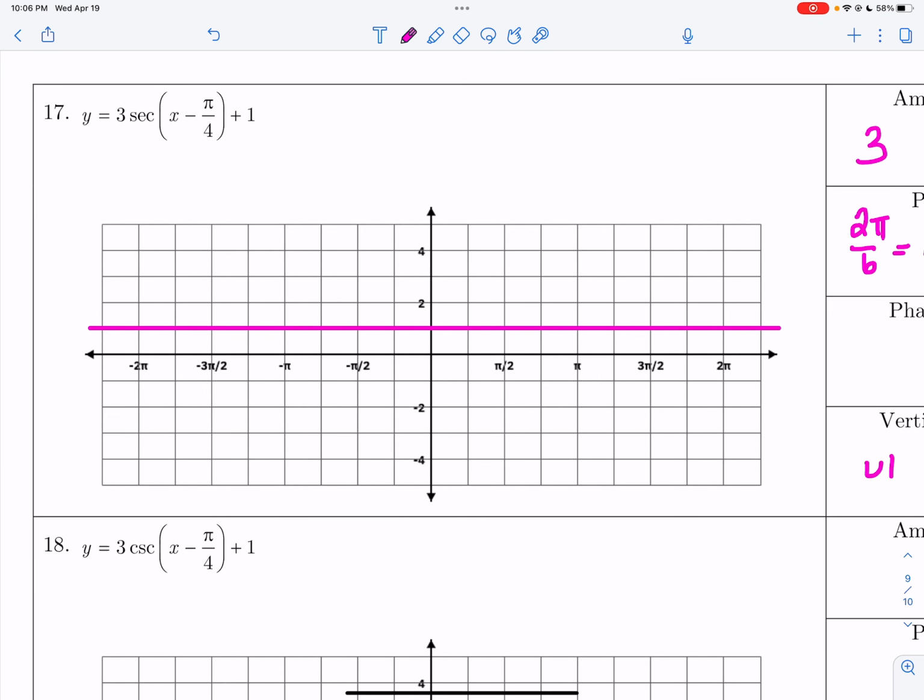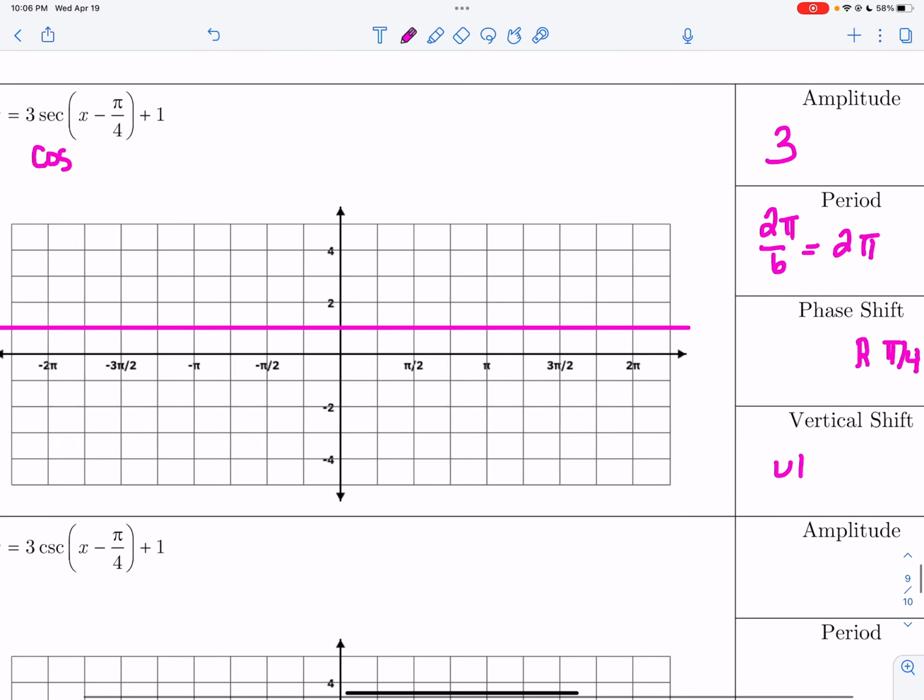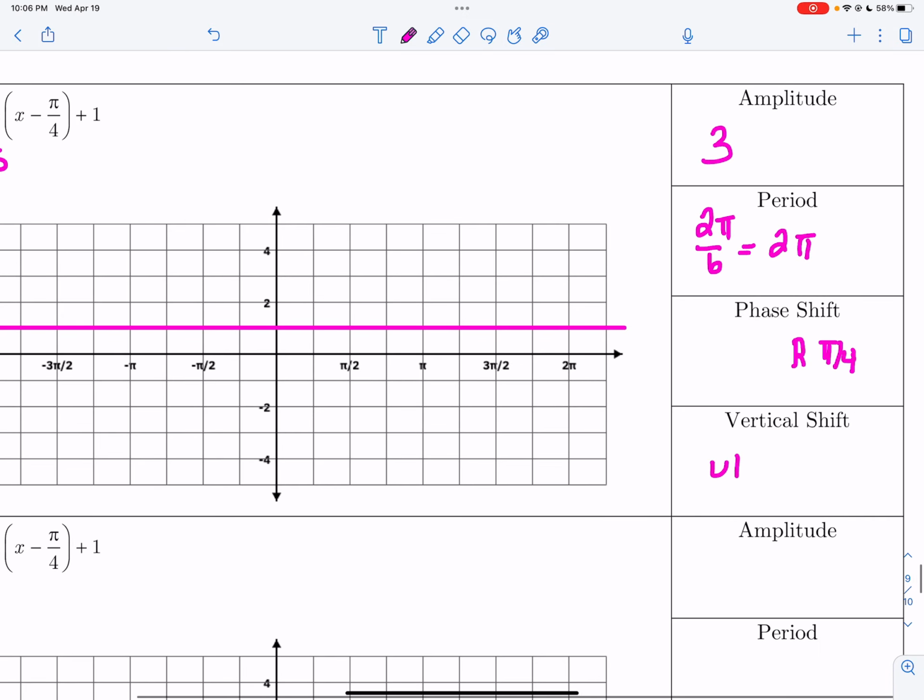Now, a secant function corresponds with a cosine graph, so we are going to start high first. But, of course, before we do that, I kind of need to figure out what my reference points are. So my period would be from 0 to 2 pi. And then I'm just going to add pi over 4 to it. Then find your midpoints.